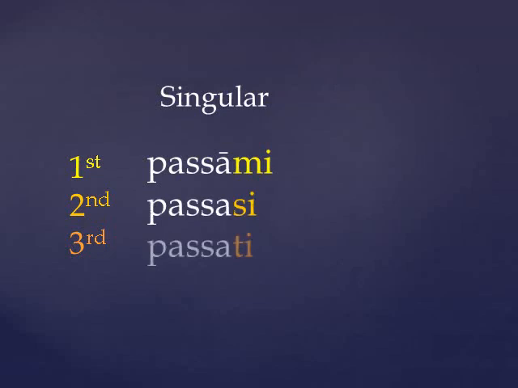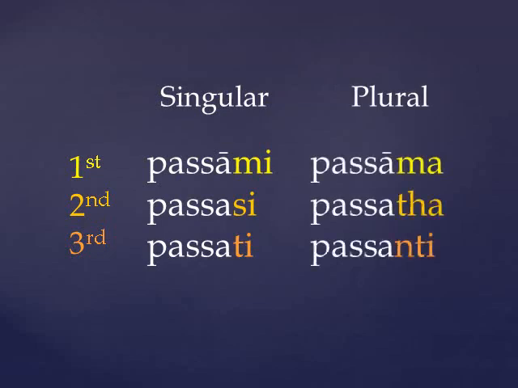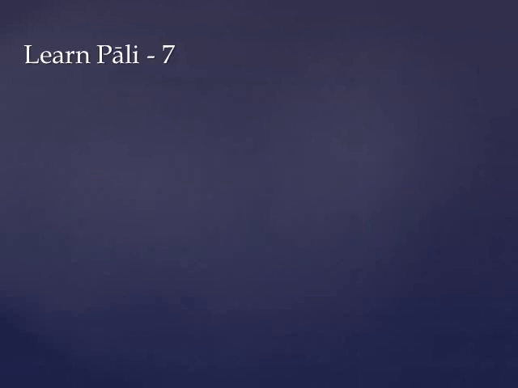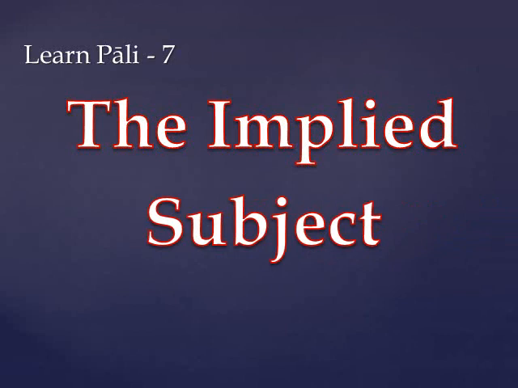So, let's take our verb passāmi and conjugate it into the full present tense. So it's passāmi, passasi, passati, and in plural, passāma, passatha, and passanti. Each and every form of this verb looks different, and because of this we actually don't need the subject present, because whether it's first, second or third person, singular or plural, all of that information is found in the ending of the verb. In this video we're going to look at how Pali uses verbs when the subject is implied.